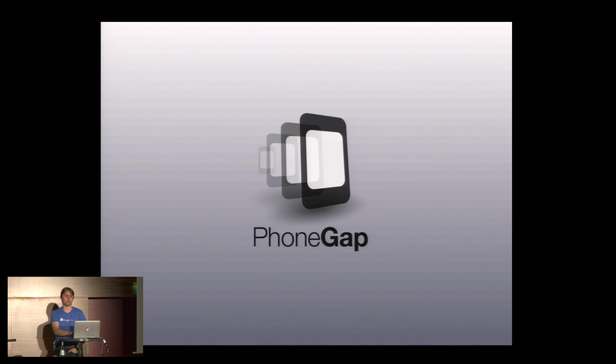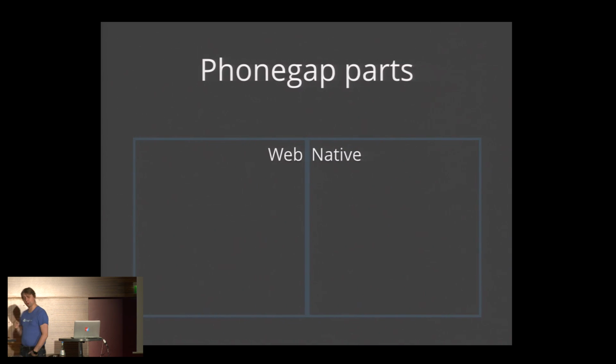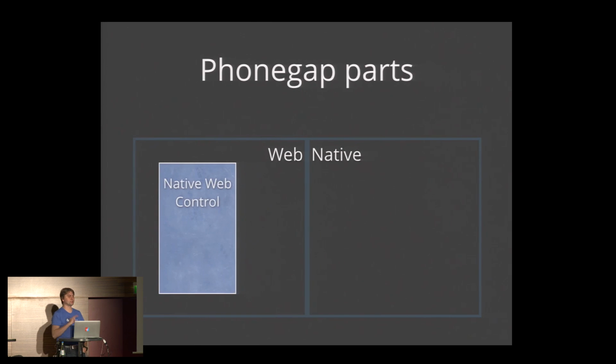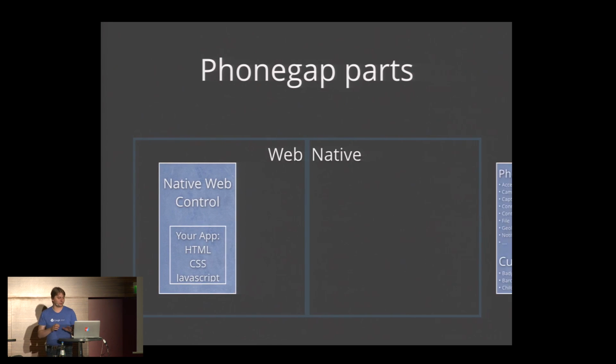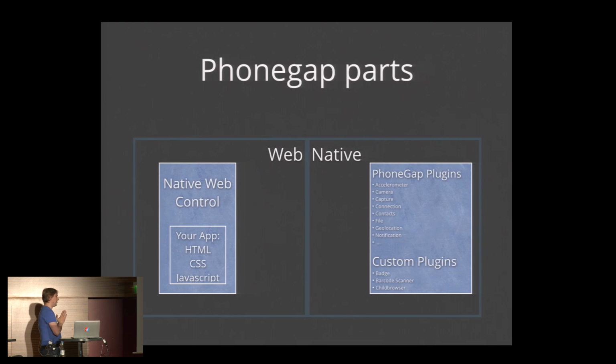Let's quickly take a look at how it actually works internally. So every Phonegap application has two parts. It has a web part, and it has a native part. And in the web part, you're having the so-called native web control. And that's the place where you're just going to stuff all your HTML, CSS, and JavaScript. On the native side, you have the so-called Phonegap plugins. And don't confuse them with browser plugins. They're just plugins, and that's just a name for stuff you could call. So the API I just described, that's actually built up from several different Phonegap plugins, like the accelerometer, the camera, and so on and so forth.